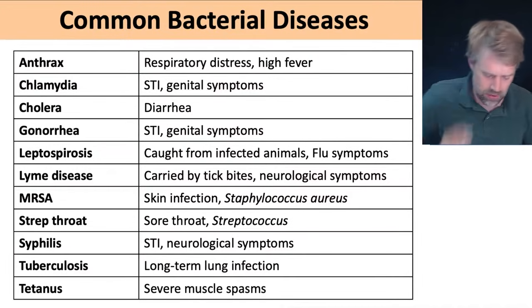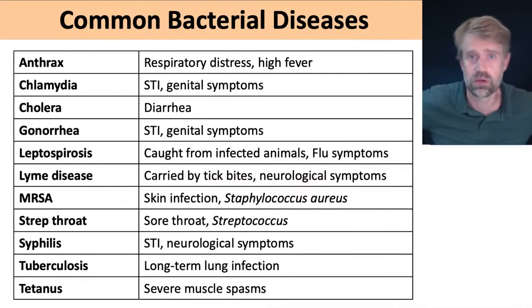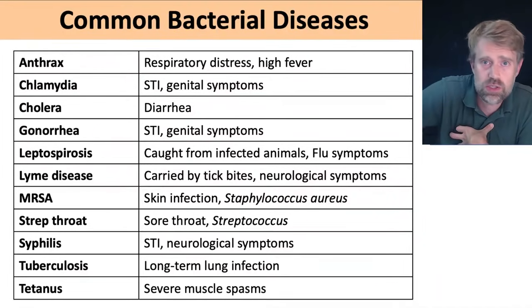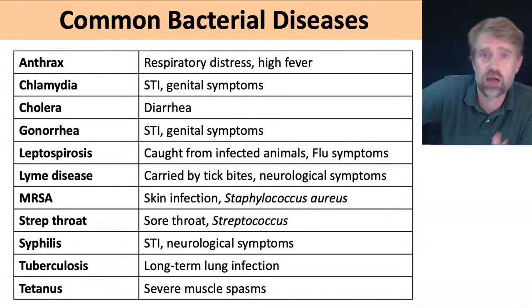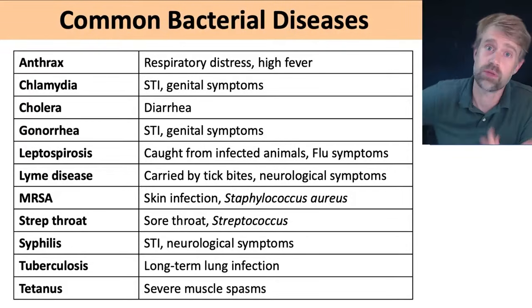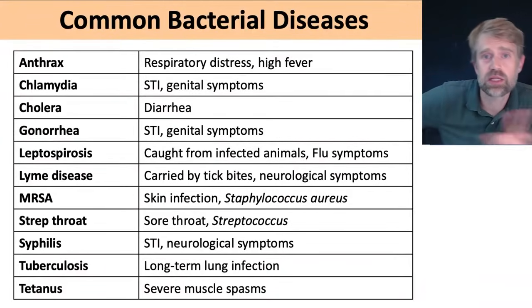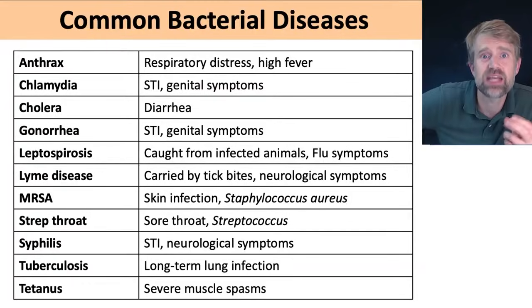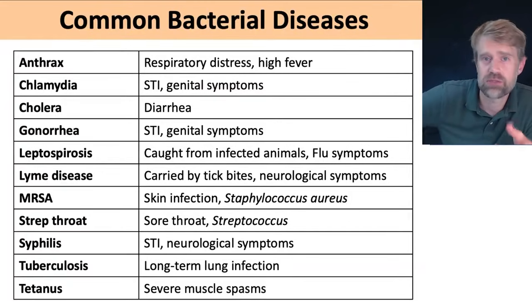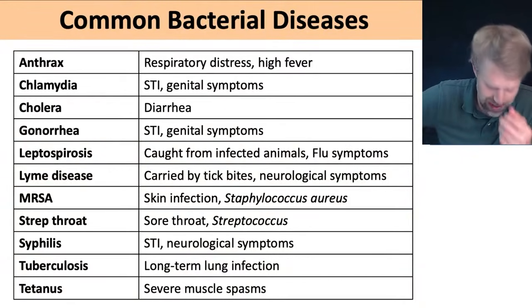So here are some common bacterial diseases that you should be familiar with for the TEAS. Anthrax, which is a very serious respiratory disease caused by bacteria. Chlamydia, an STI, bacteria. Cholera causes diarrhea, bacteria. Gonorrhea, another STI, STD, bacteria. Leptospirosis and Lyme disease are two caused by bacteria. Leptospirosis is caught from infected animals, gives you flu symptoms. Lyme disease is spread by tick bites. So those are kind of like malaria. For Lyme disease, it's not the tick that's infecting you, it's the bacteria in the tick's saliva.